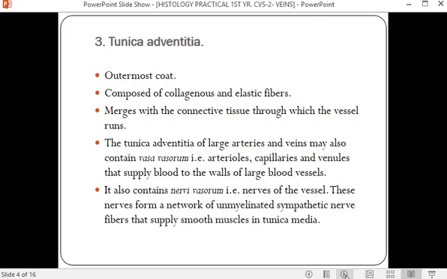Then comes tunica adventitia. Tunica adventitia is the outermost coat. It is composed of collagen and elastic fibers. It merges with the connective tissue through which the vessel runs. Now, tunica adventitia of large arteries and veins contains vasa vasorum and nervi vasorum. Vasa vasorum are basically the blood vessels which supply the wall of large blood vessels, and nervi vasorum are unmyelinated sympathetic nerve fibers that supply the smooth muscles in tunica media.